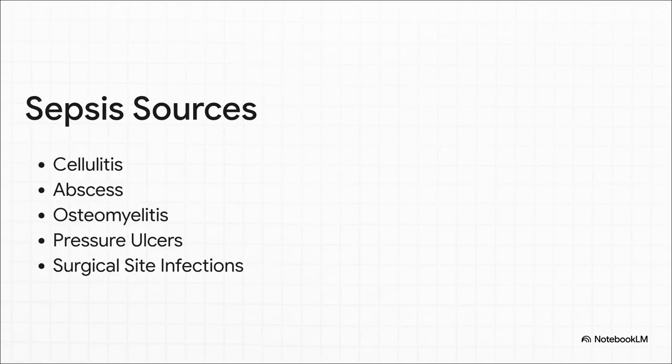These soft tissue issues don't just stay local. They are major triggers for systemic illness. What are the common localized infection sources that can quickly spiral into sepsis? We're looking at cellulitis, abscesses, underlying osteomyelitis hidden deep in stage 4 ulcers, infected pressure ulcers, and surgical site infections.